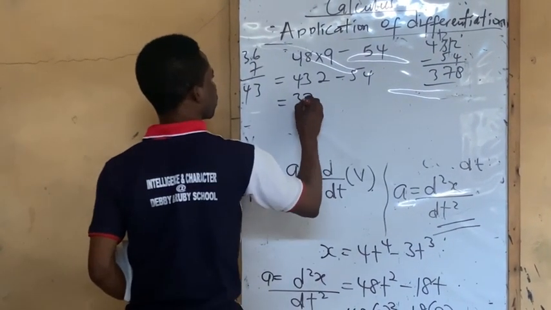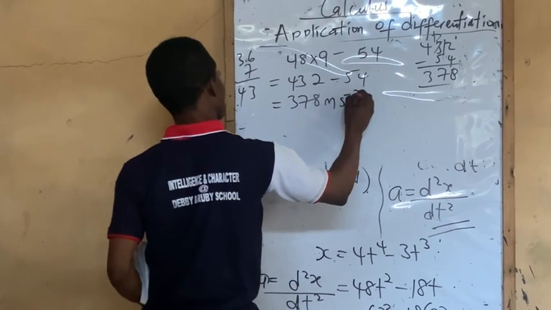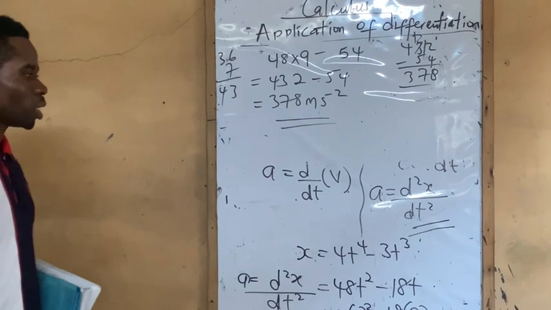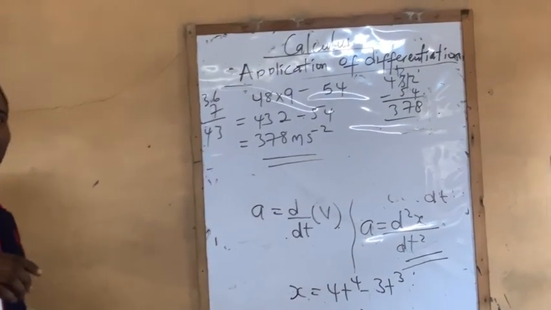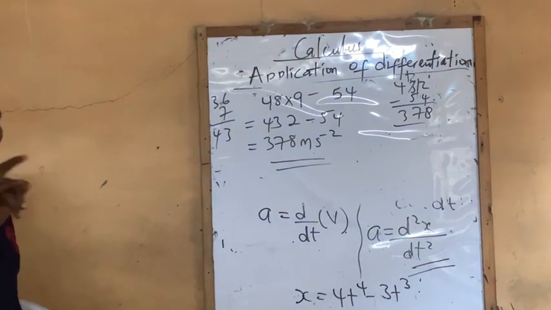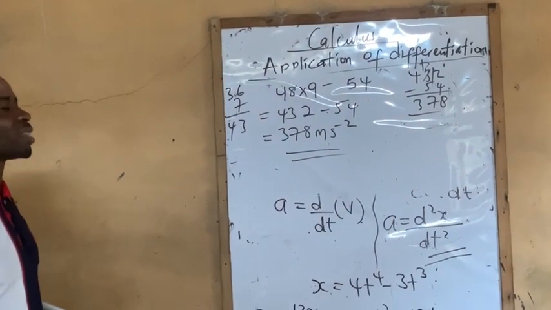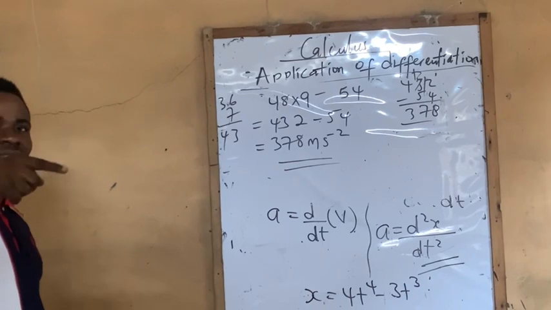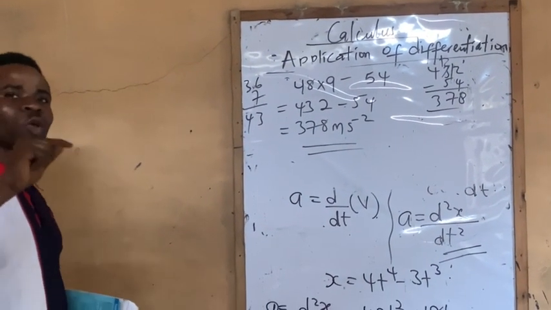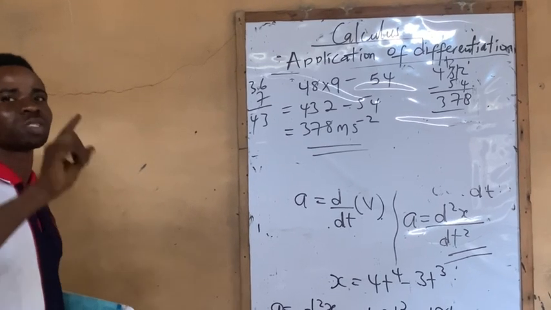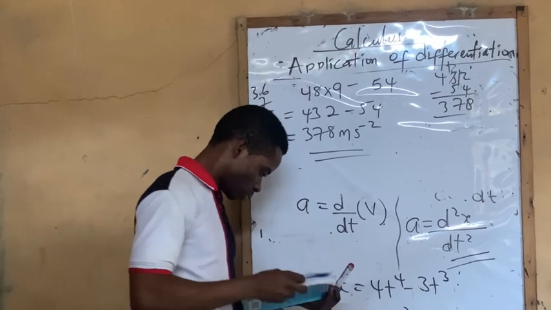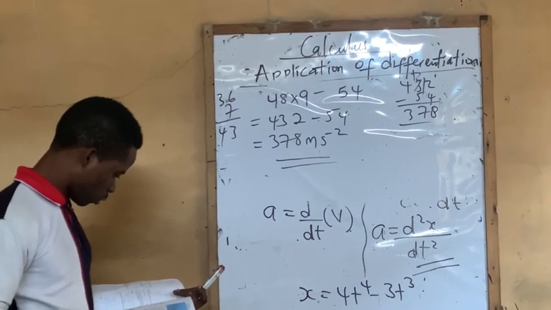That's going to give us 378 meters per second squared for acceleration. So in a nutshell, if we are given distance, we have to find velocity. Velocity is ds/dt. But if you have to find acceleration and you are given x, you differentiate it two times. But if you are given velocity and have to find acceleration, just differentiate it once. Now let's take a look at maybe one or two more.